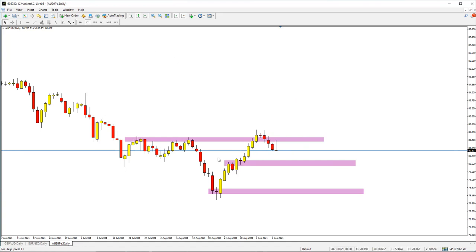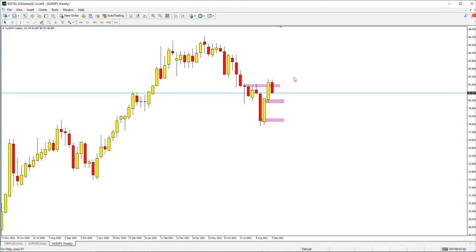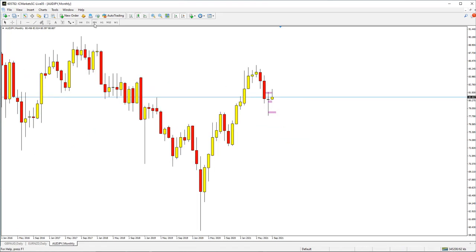Because we already marked our zones. Mark our zones first. Let's go to the weekly. Okay, weekly, right? There is no, I mean, price never escaped here. Monthly.